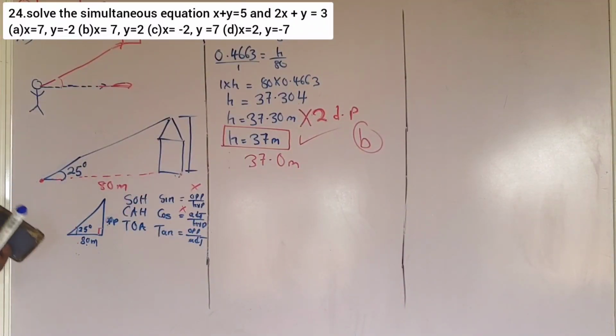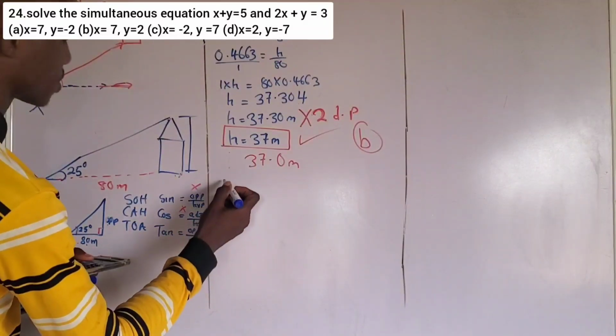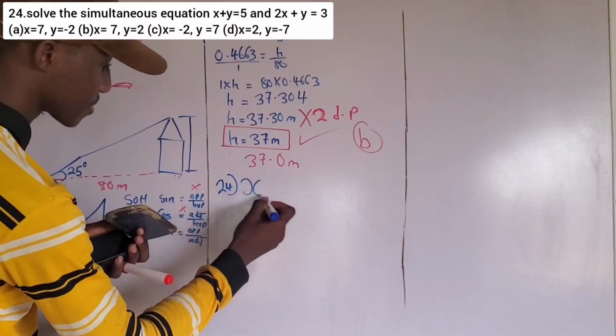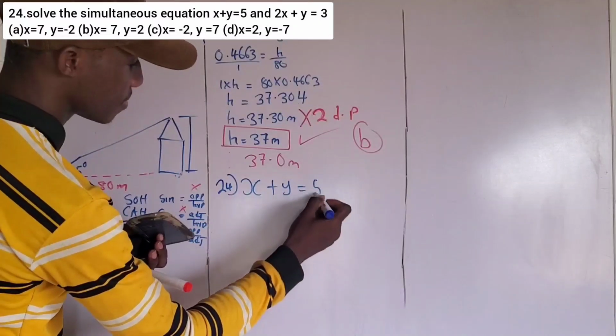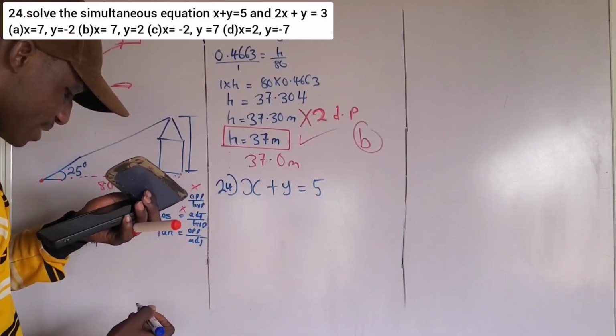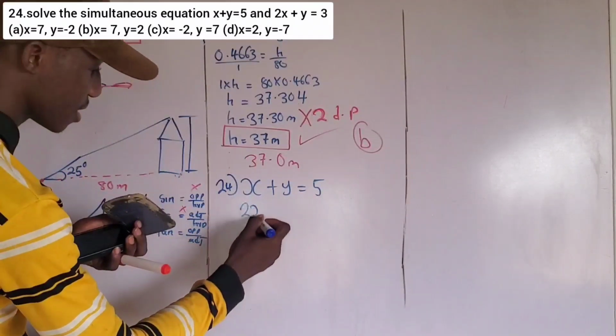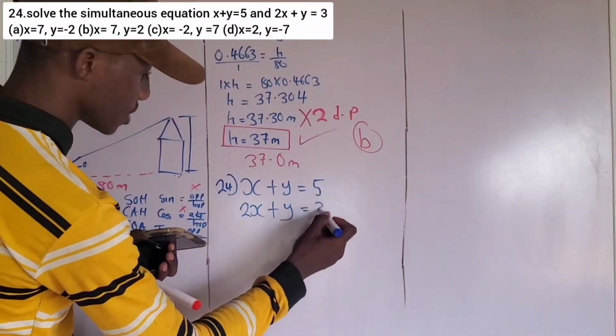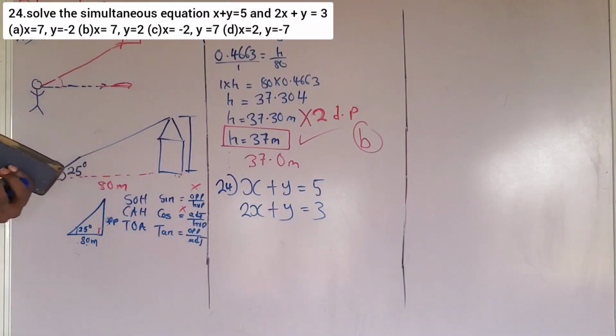Now, let us proceed to question number 24. Solve the simultaneous equation: x plus y is equal to 5, and 2x plus y is equal to 3. X plus y is equal to 5. 2x plus y is equal to 3.